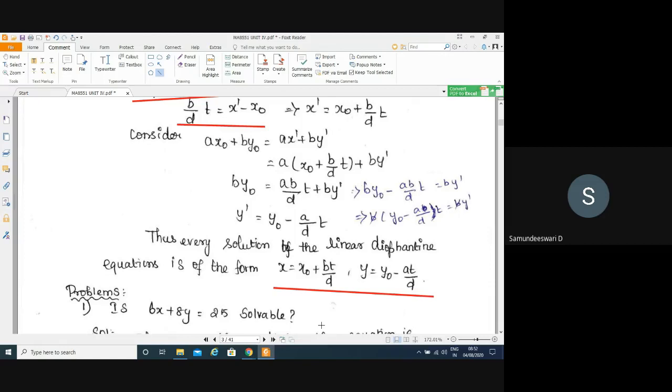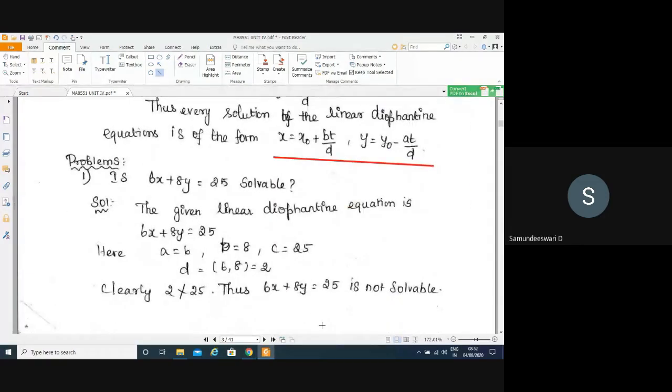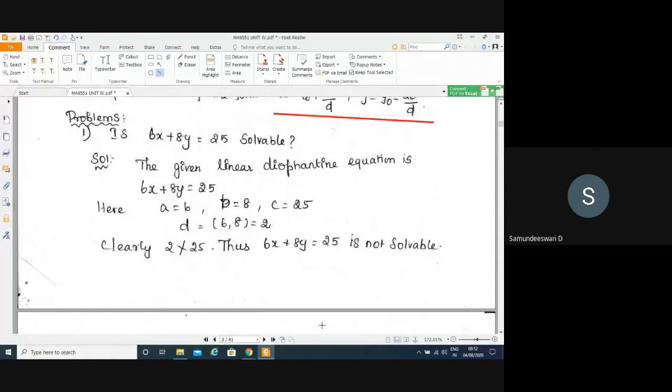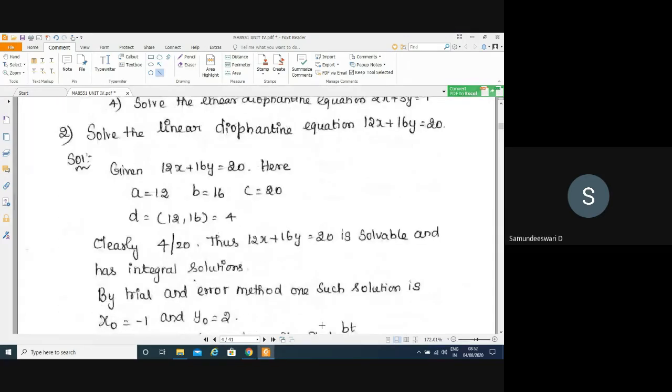Okay, so next problem. Already we solved the 2 mark problem. How can you solve this problem? Write down the a, b and c values and then find the d value. Check whether d divides c or not. If it divides, then it is solvable. If it does not divide, then it is not solvable. That is only a 2 mark question. But we are going to find the solution. Solution is your 8 mark question. Already we solved the second problem also.